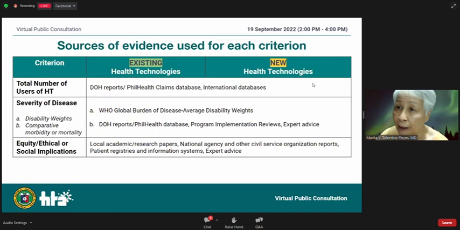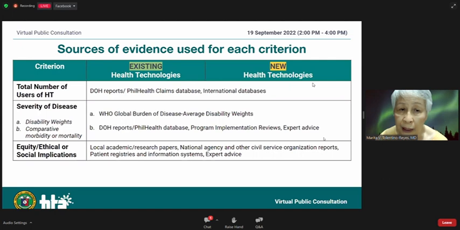In the next slide, we will share with you what sources of evidence we use for each criterion. For the first three criteria, which are common for both existing and new technologies, for example, as far as the total number of users of the health technology, we look at the DOH reports, we look at PhilHealth claims databases, and we look at international databases. All right. For severity of disease, we use disability weights for vaccines, for example, and we use the WHO global burden of disease average disability weights, no? And for comparative morbidity or mortality, we use the DOH reports, PhilHealth databases, program implementation reviews, and also expert advice.